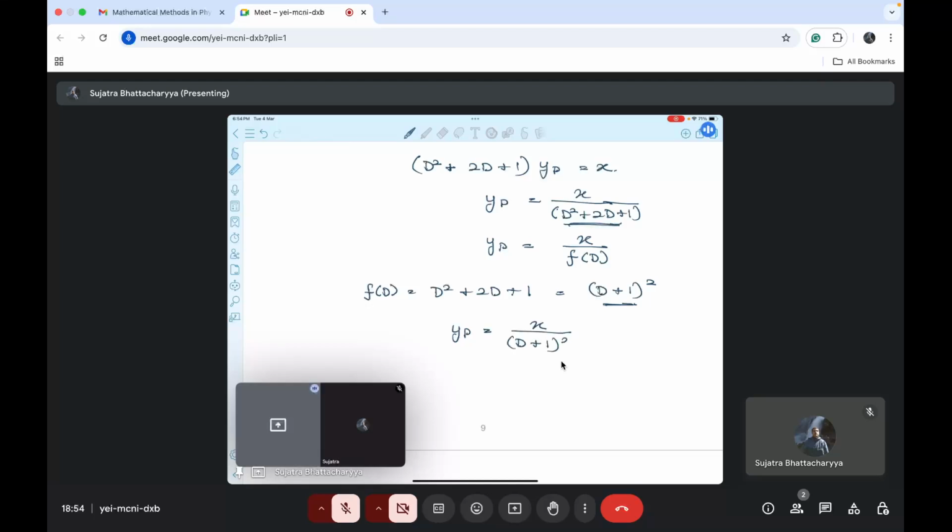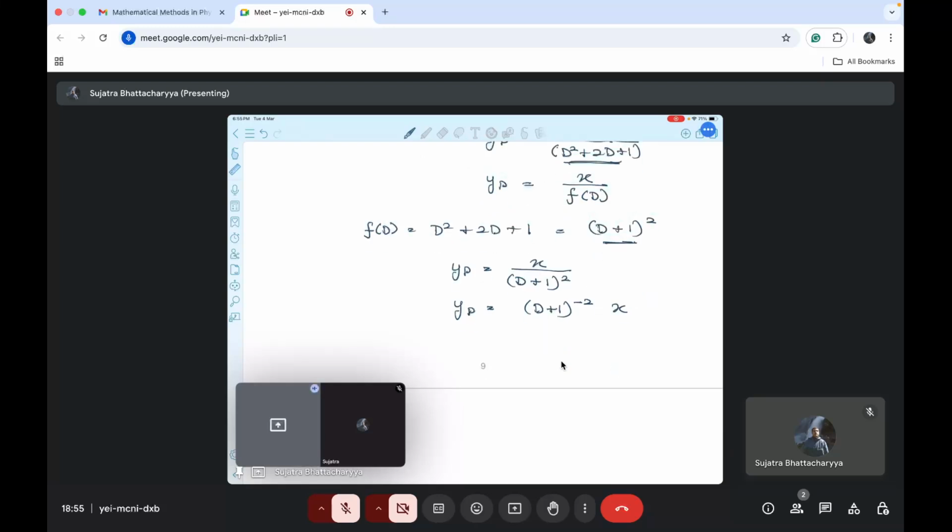And what is being asked here? Whenever you have this kind of a form, you just have to write the inverse of f, right? So yp is D plus 1 inverse squared, like this, times x. This is how you have to solve. Now, what we will do here is that we will approximate. We can do it. It's a valid approximation because D is the differential operator.